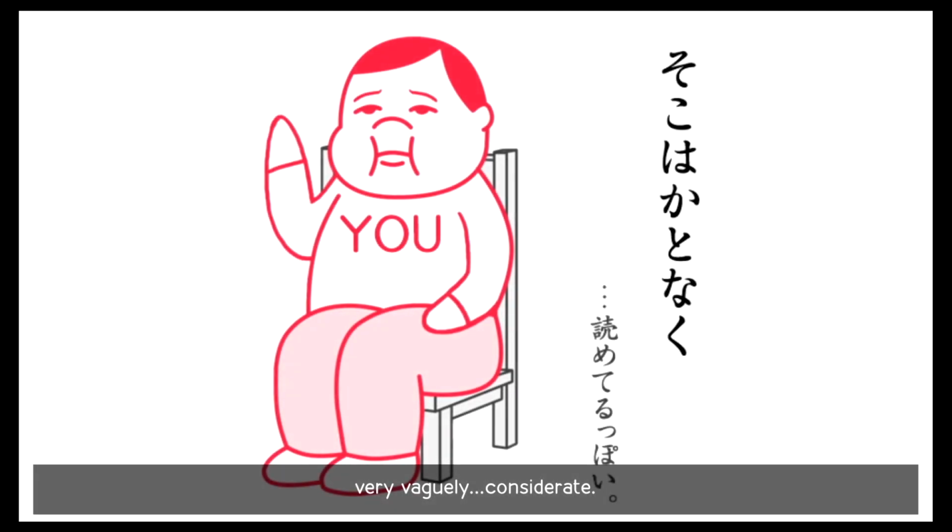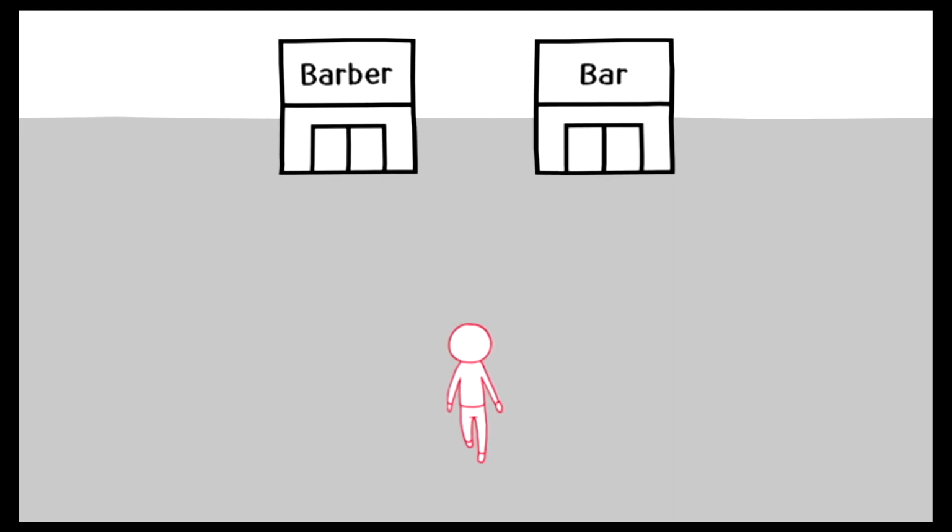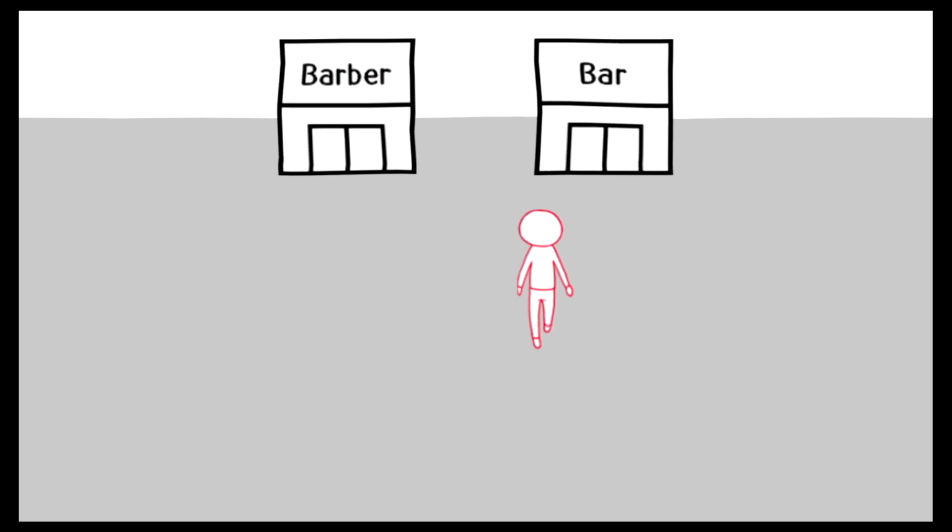All right. Very vaguely considerate. Oh, yeah. Okay. I'm not doing so great. Number 31. Oh, okay. There's me again. Oh, barber or bar? Well, I don't have any hair, so let's go to the bar. Yeah, I'm going to hang out there.